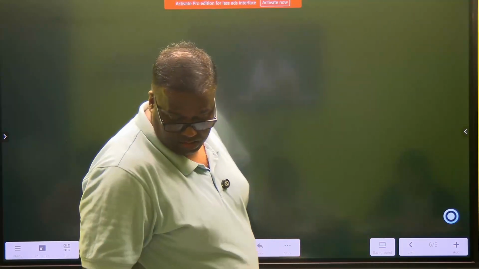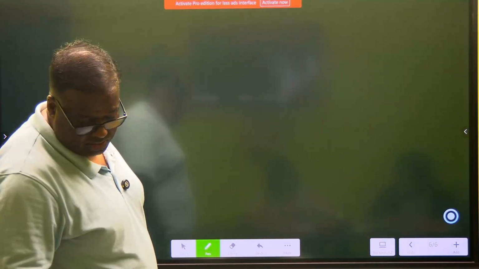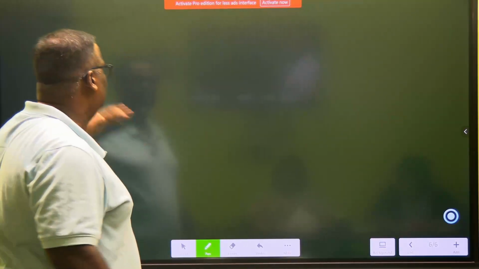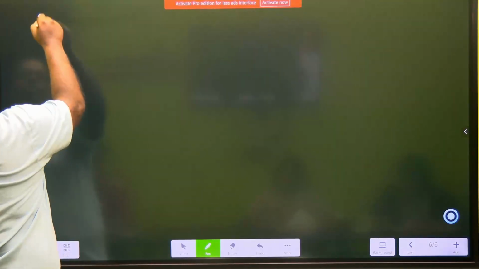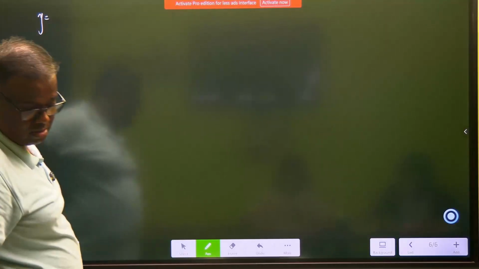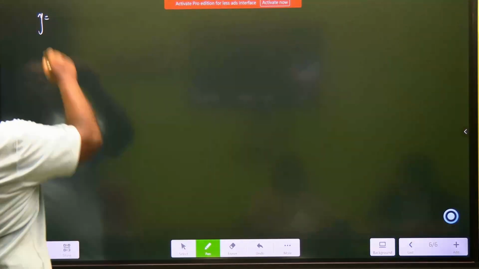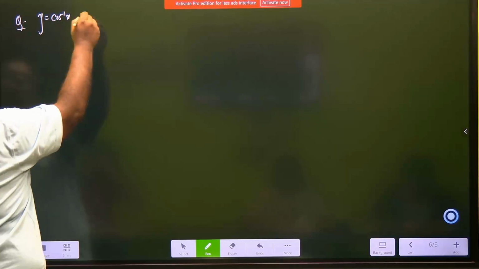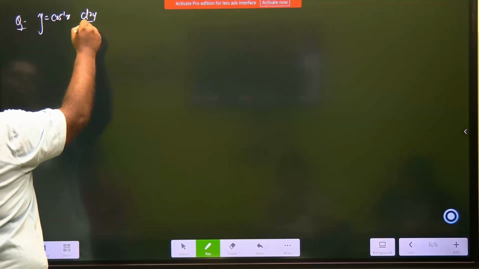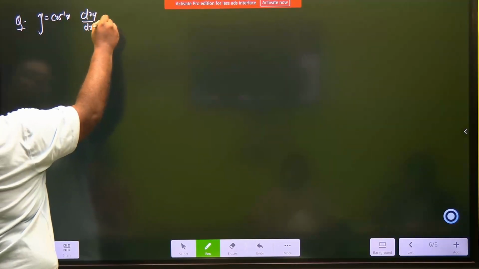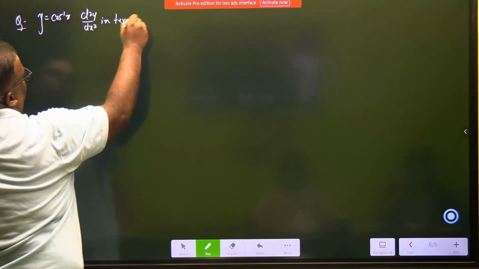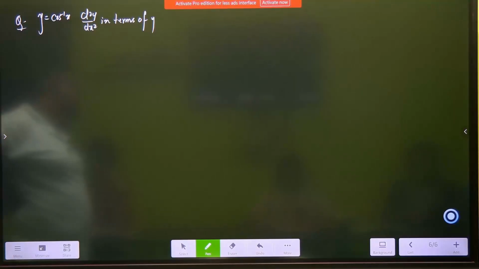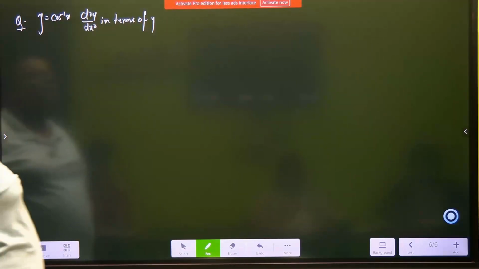Next, y is cos inverse x. Find d2y by dx2 in terms of y alone. Okay, this is easy. Y is equal to cos inverse x. You need to show the value of d2y by dx2 in terms of y. Means whatever you get, you'll get a cos inverse x, you have to just replace it with y.